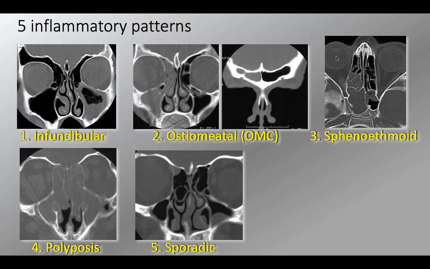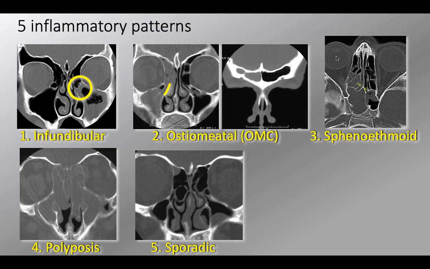Five inflammatory patterns have been described by Hansberger. The first, if you have obstruction at the ethmoid infundibulum, you call it infundibular pattern. If you have obstruction at the middle meatus, you will have opacification of the ipsilateral maxillary, ethmoid, and frontal sinus, and we call it OMC pattern.